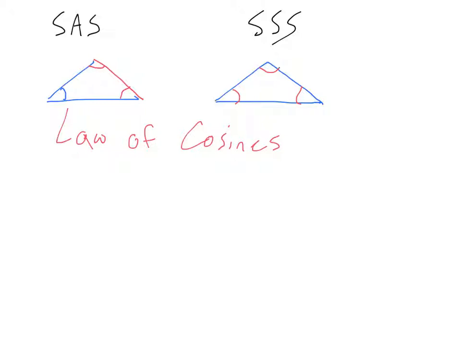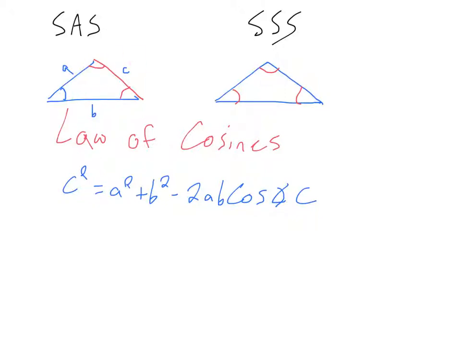Law of cosines says that, and I'm going to label all these sides. Let's say this is A, this is B, this is C, and then we have angles A, B, and C across from those. Then C squared is equal to A squared plus B squared minus 2AB cosine of angle C, right? That's the one that we would want to use, in fact, to solve this situation right here.